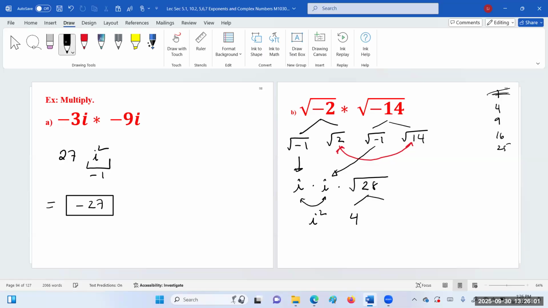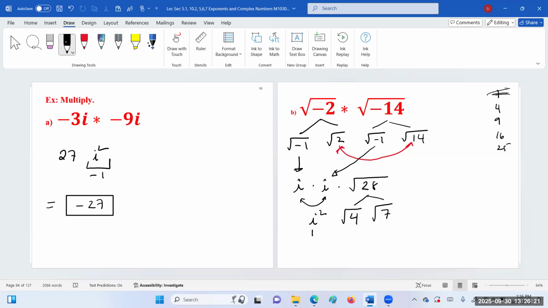4. 4 times what? 7. So you have to split that: square root of 4, square root of 7. Anytime your radicand is divisible by a perfect square number, you must divide that. So we are dividing 28 by 4, we get 7.